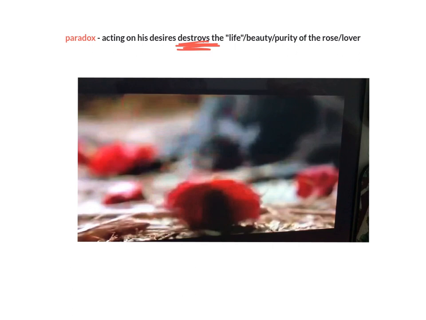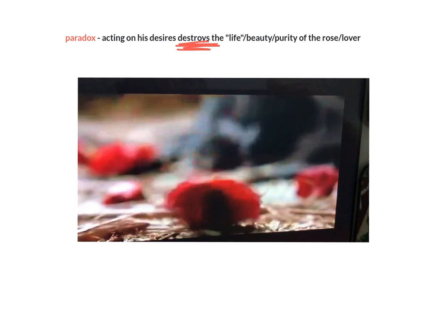Next up is our desire, sexual desire reading. Now, for me, this reading works on a paradox and ambivalence. The paradox I think at work here in terms of this sexual desire reading is that if and when the invisible worm acts upon his physical desires towards the rose, he actually destroys the life or the beauty or the purity of the rose or the lover he is attracted to.